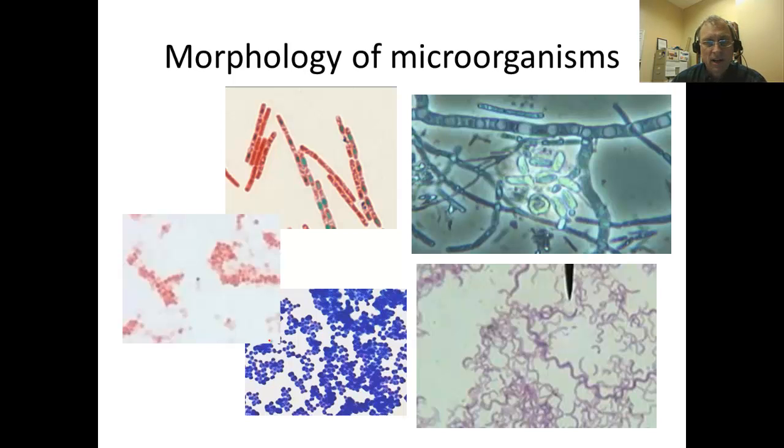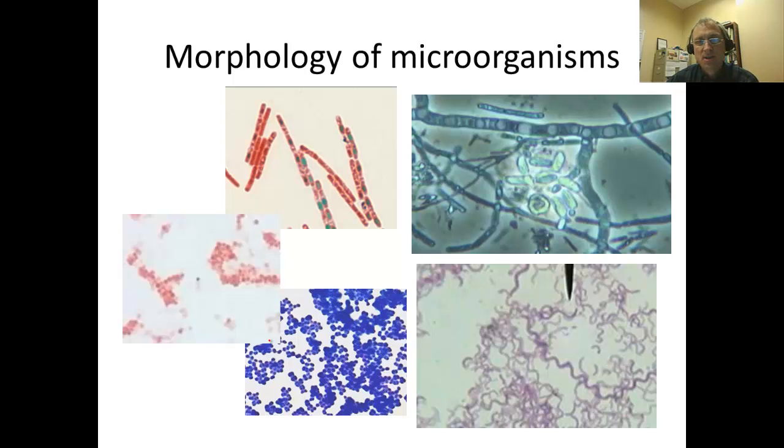An excellent example of this would be the bacteria Streptococcus pyogenes and Streptococcus pneumoniae. They're almost indistinguishable under the microscope. It would take a very well trained microbiologist to differentiate those under the microscope. And yet Streptococcus pyogenes and Streptococcus pneumoniae cause different diseases, as you might guess.